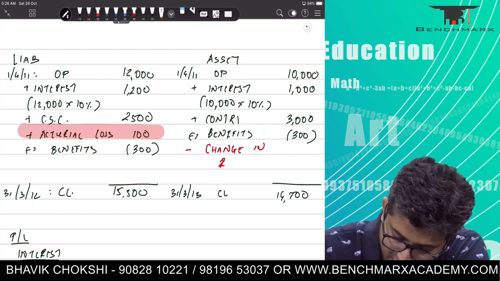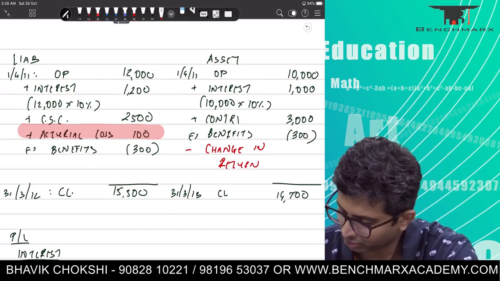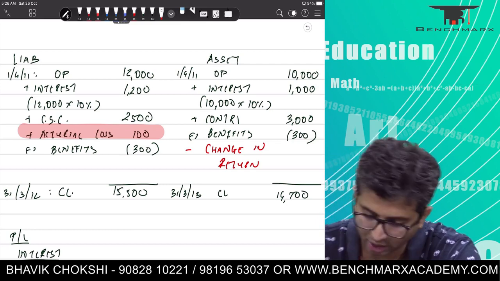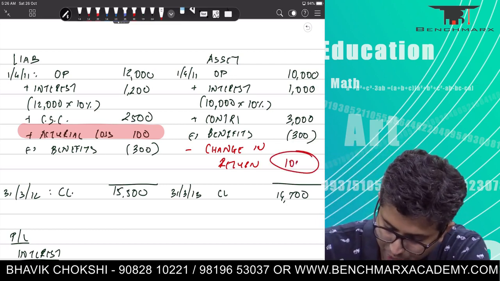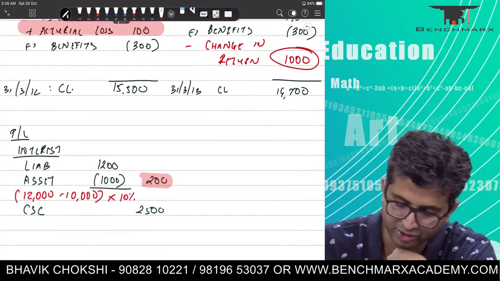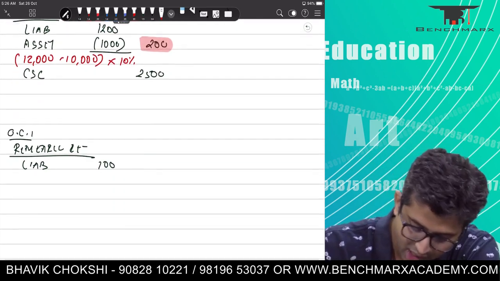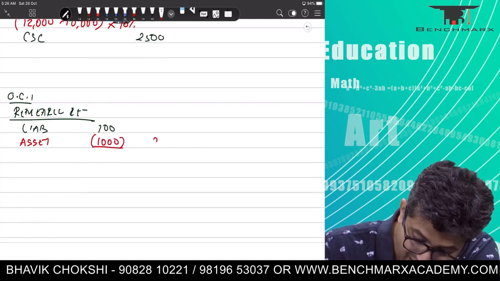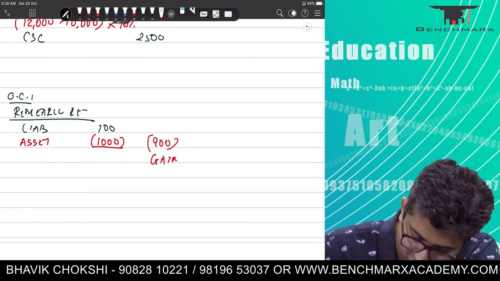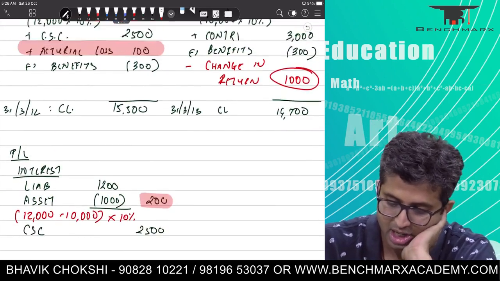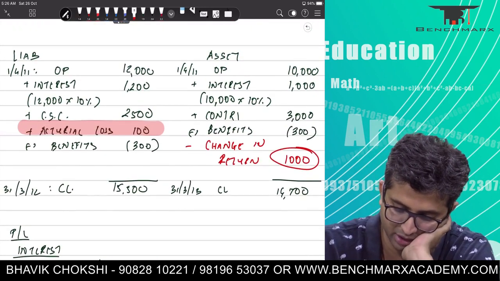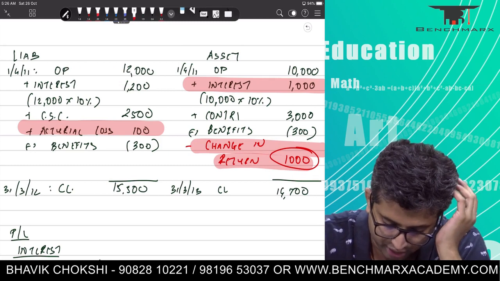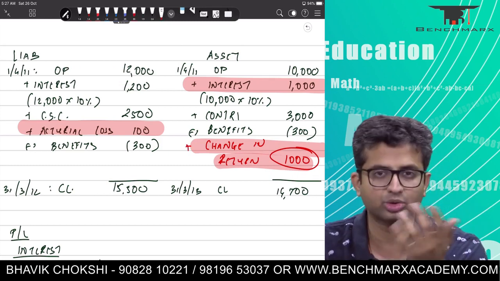This is change in return. This is what 10,000 plus 1,000 plus 3,000 minus 300 comes to 13,700, which means there's 1,000 difference. This is your change in return. This is increasing the plan assets, so it's a gain. So over here, this is on the assets. This is 1,000, and hence there is a net remeasurement gain. There's a net remeasurement gain which should go to the OCI for 900 rupees. If you actually cross check the expected return of 1,000 and the changes in return of 1,000, which you add over here, will total up to the actual return of 2,000.